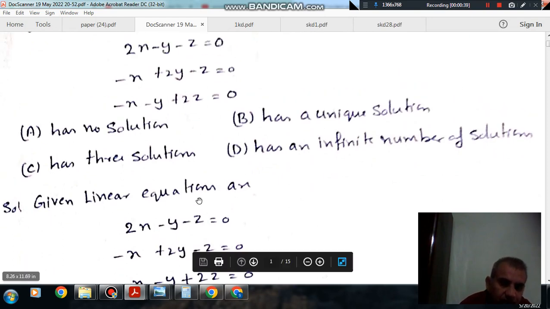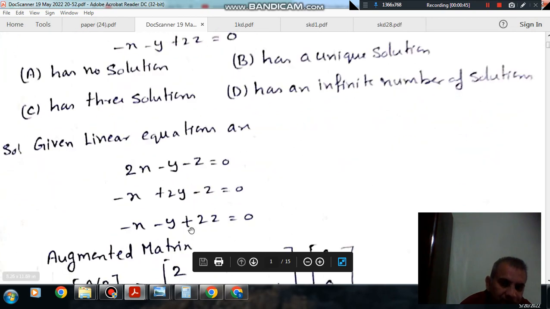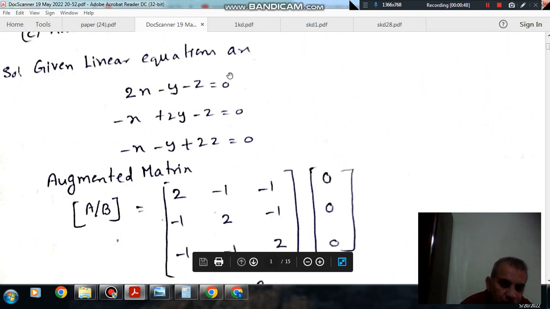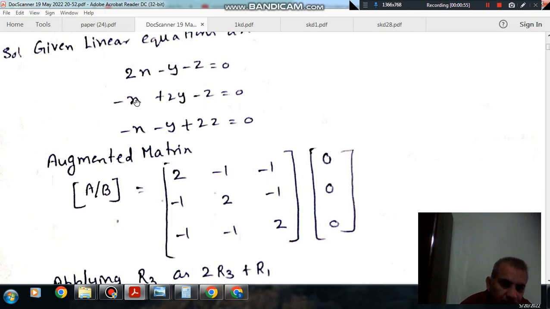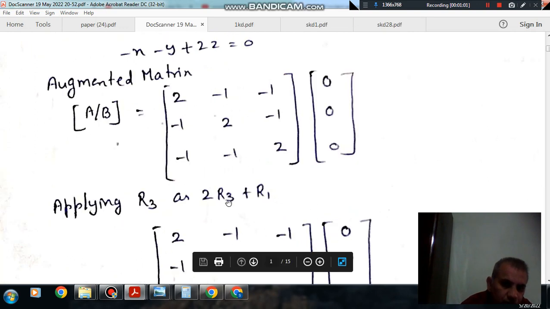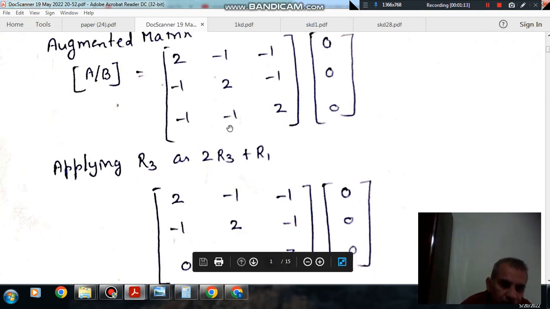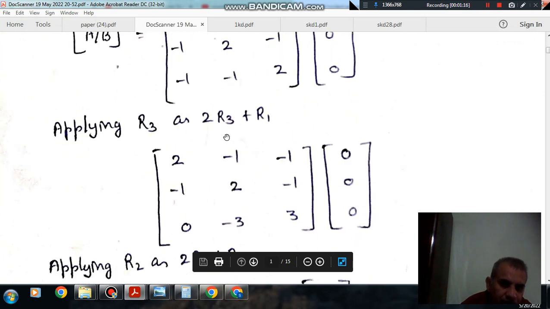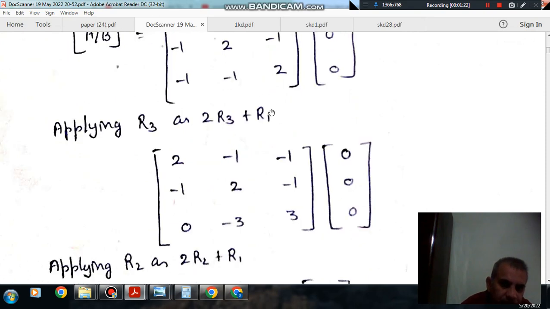So the given linear equations are 2x minus y minus z, minus x plus 2y minus z, and minus x minus y plus 2z is equal to 0. All are 0. So the augmented matrix is 2, minus 1, minus 1, 0; minus 1, 2, minus 1, 0; minus 1, minus 1, 2, 0. Applying R3 as 2R3 plus R1, multiplying by 2: minus 2 plus 2 is 0, and minus 2 minus 1 is minus 3, and 4 minus 1 is 3.